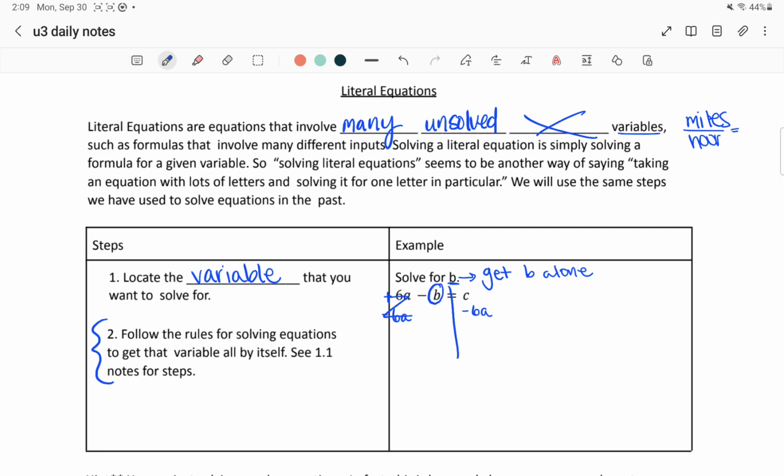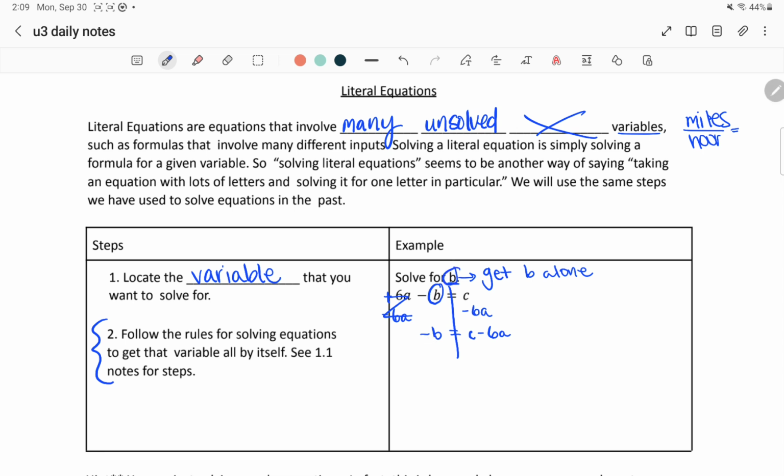And I'm left with negative b equals, can I squish the c and the 6a together? The answer is no. A and c are not the same letter, so they are going to stay separate. I do not have to simplify anything. That's the cool thing about literal equations. You're not simplifying at all. You get to just keep tacking things on until you get your letter alone.